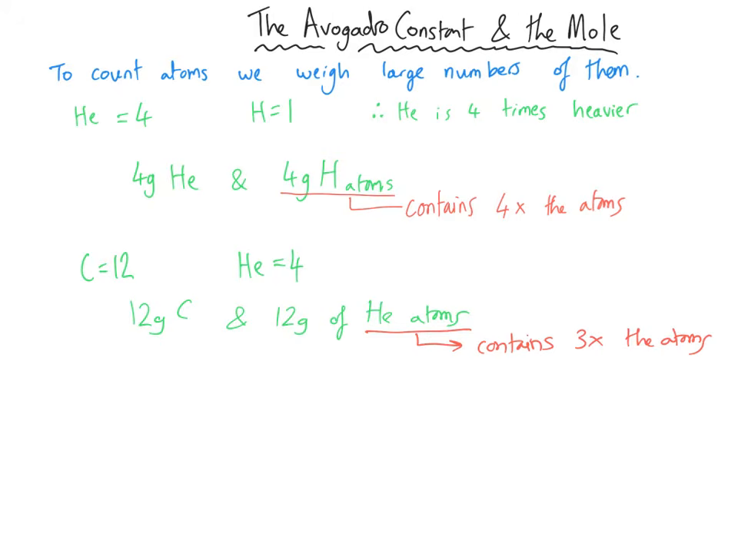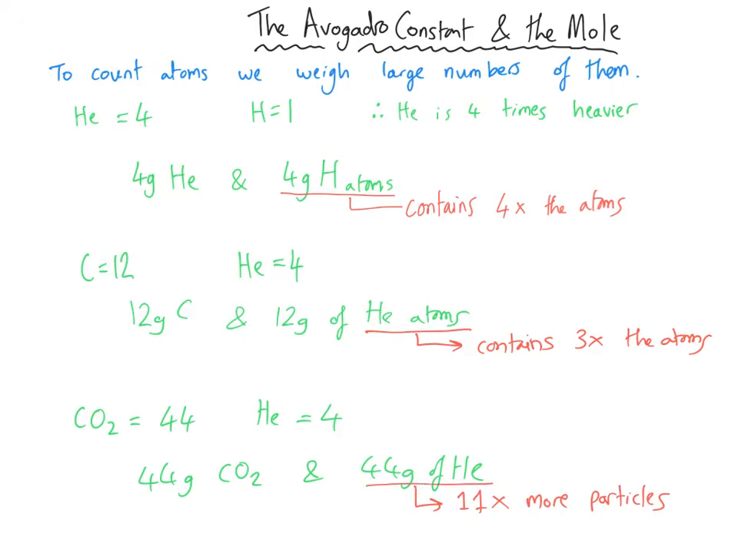And we can apply the same logic with molecules, so carbon dioxide is 44 and helium is 4, and so if we have the same mass of carbon dioxide and helium, we would have 11 times the number of particles of helium than we have of carbon dioxide because of those masses.